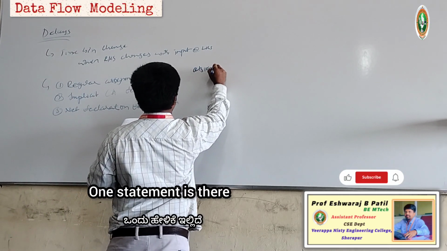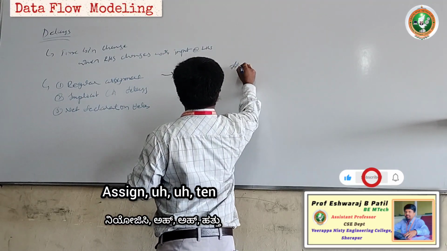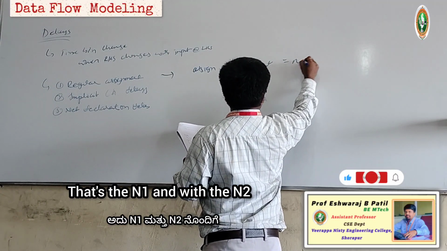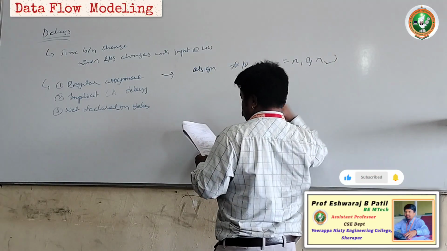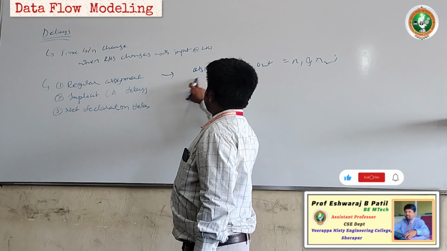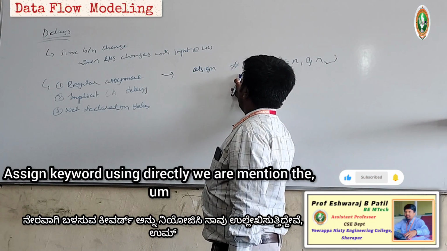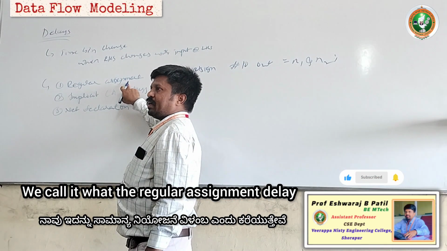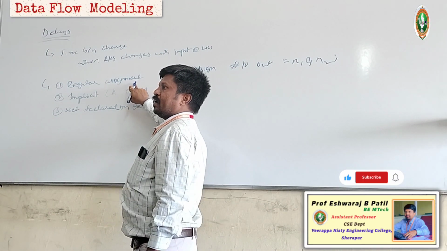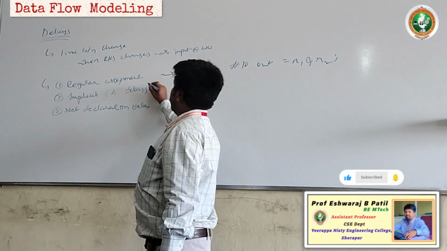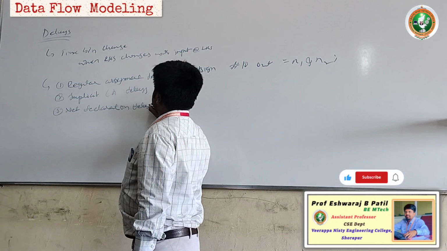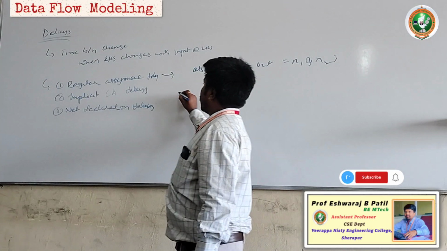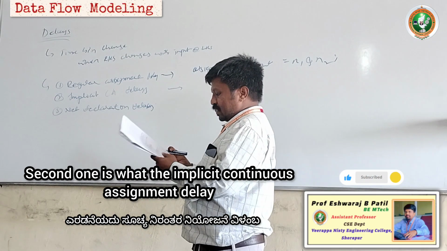If I go with the regular assignment delay, you can see one assign statement here: assign #10 out equals n1 and n2. It's a simple one: using the assign keyword directly, we mention the delay right here itself. We call it the regular assignment delay. You have to write the delay here. The second one is the implicit continuous assignment delay.